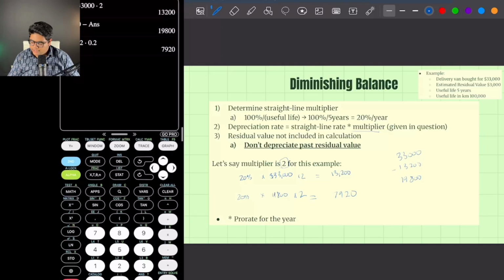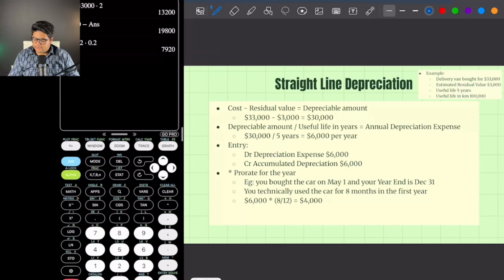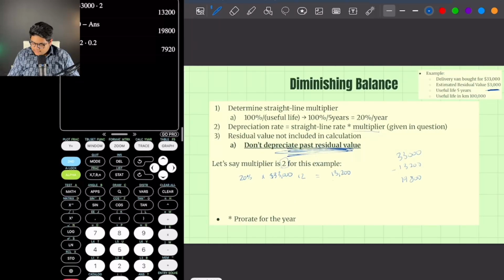You would keep on doing this. Eventually, at some point, you're going to get a value that is less than the $3,000. That is incorrect because we cannot depreciate past the residual value. Again, for this, you want to prorate this for the year. So let's say, going back to our year one example, in year one, you could depreciate a total maximum of $13,200. Again, let's say you bought this on May 1st, so you only used it for 8 months, then you would just take this amount, multiply it by 8 out of 12 to get whatever value that comes out to be.